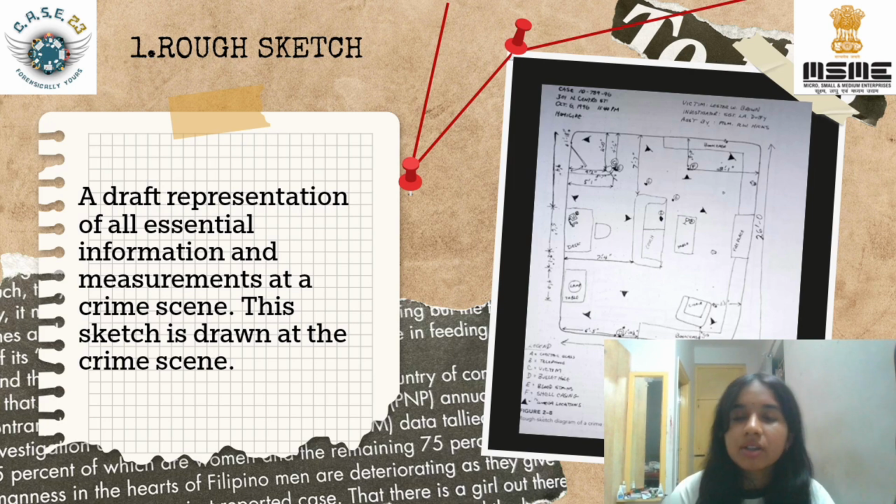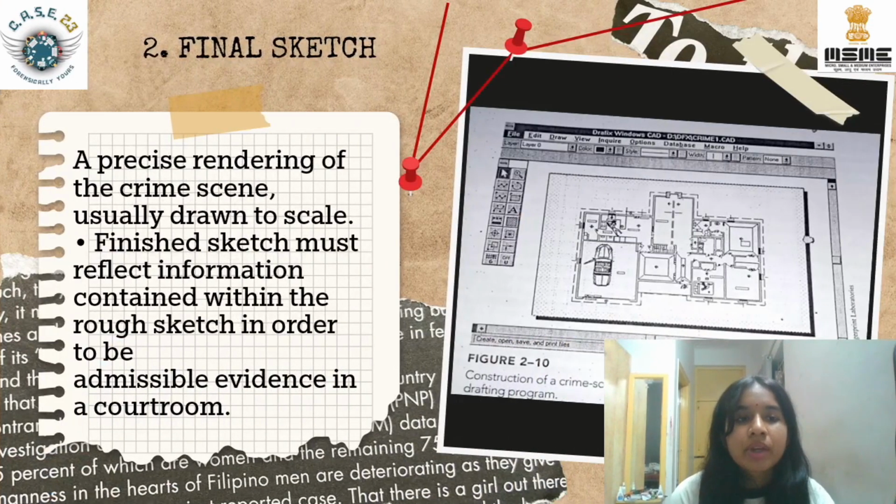We will now talk about the final sketch. This final sketch is a precise representation of the crime scene, usually drawn to scale. There are scaled measurements that are taken into consideration in a final sketch, whereas a rough sketch would not take those into consideration. A finished sketch must reflect information contained within the rough sketch in order to be admissible evidence in a courtroom. Again, this acts as a permanent record, and a final sketch is done later, and it is a more accurate copy of the rough sketch, and it is used in the court proceedings.